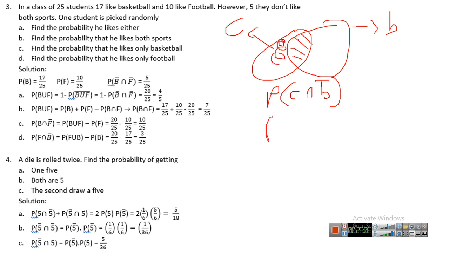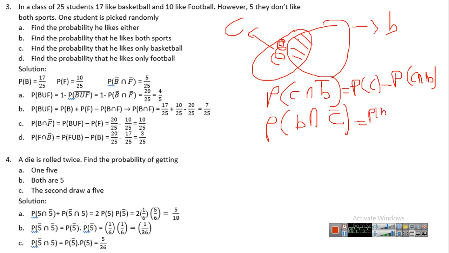If you want B only, you say B and not C. Or if you want to write it, you can say it's P of the whole C minus the intersection. Here you say it's the whole B minus, you get rid of the common between B and C.